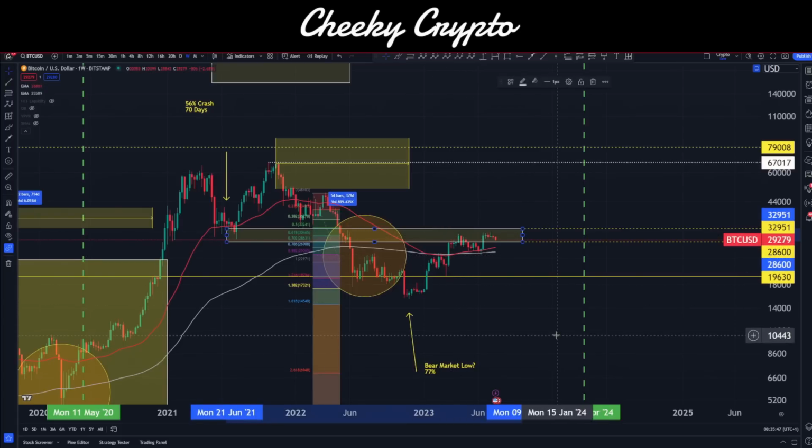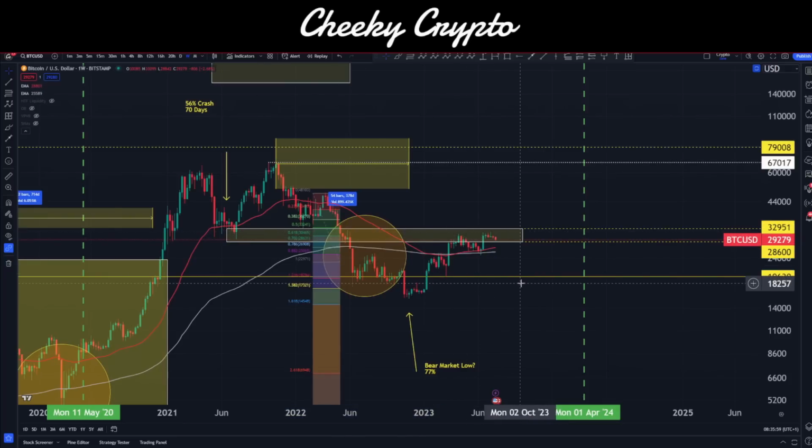So this range is basically between 28,600 and 32,951. This is the area of previous support that's now potentially turning into resistance. I still think we have to retrace down deeper. Anyone who's been following the recent videos will know that essentially I'm still thinking $34,000 to $35,000 and then a correction down to $20,000.